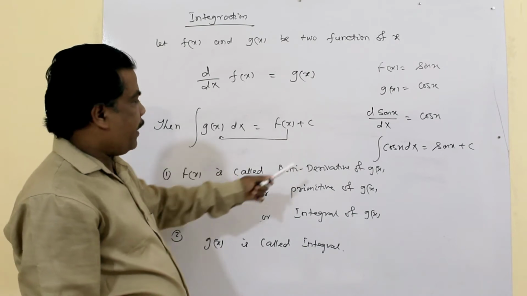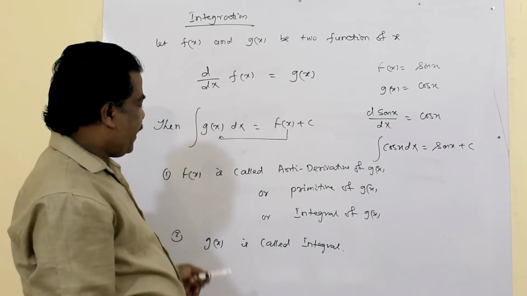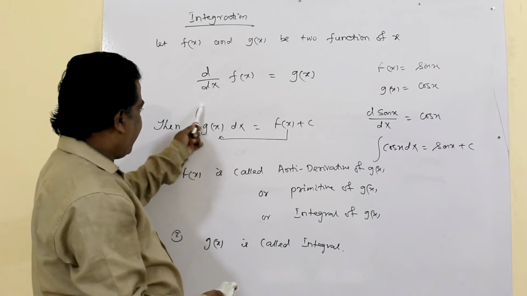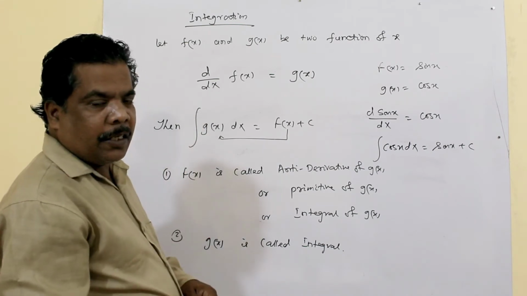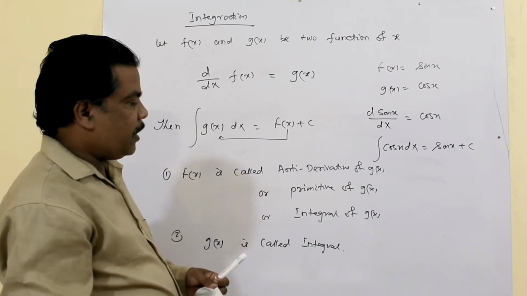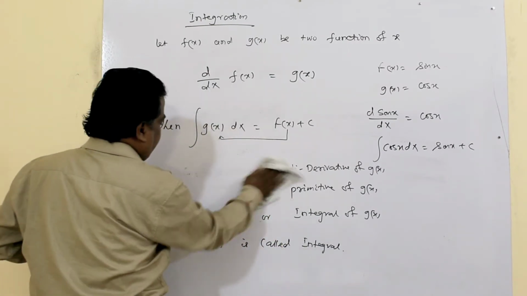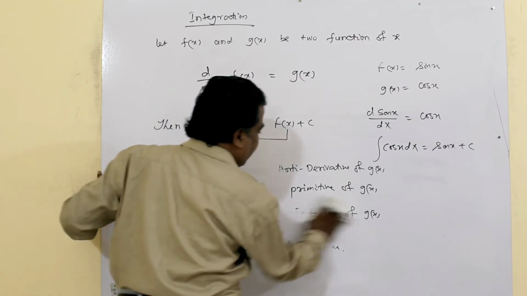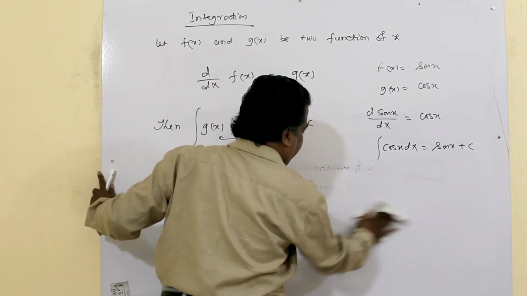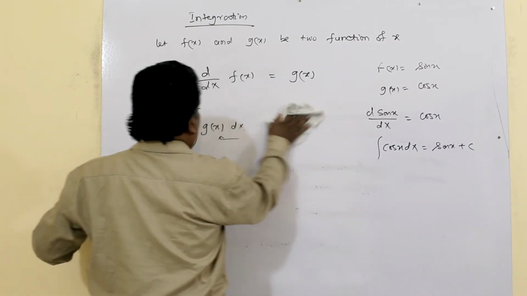This is the elongated s. This elongated s is taken as the symbol of integration. Now we know that integration is nothing but the antiderivative. It is the primitive of a function.